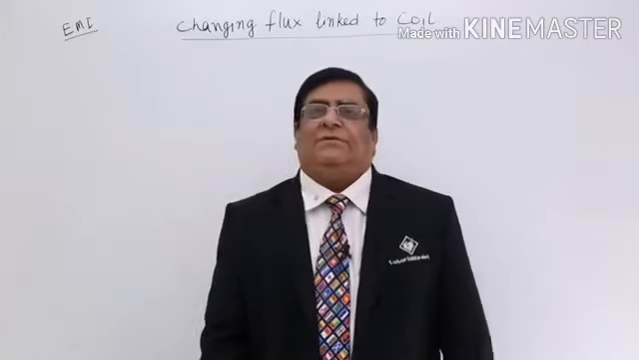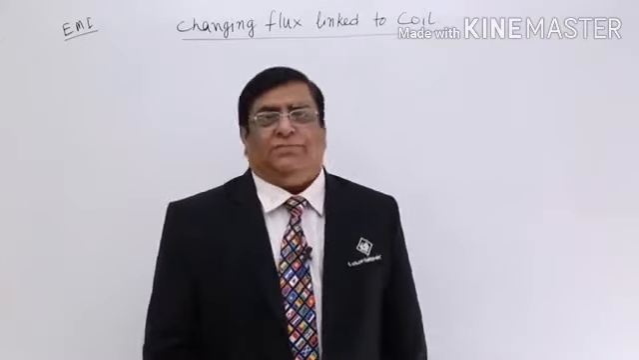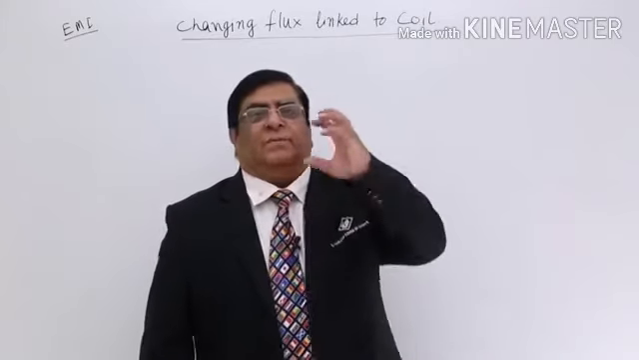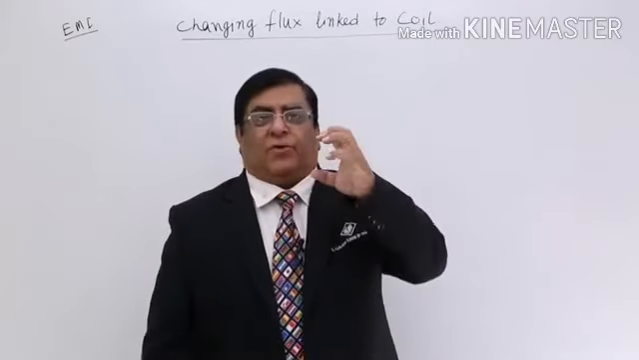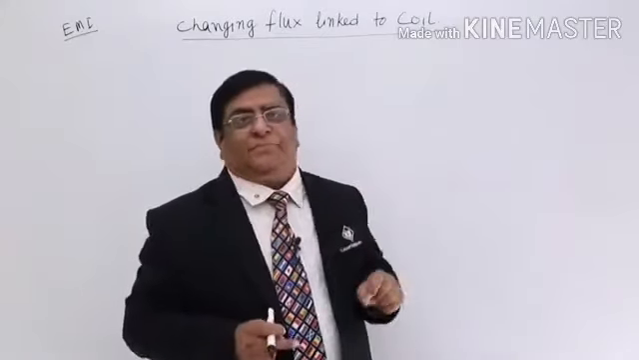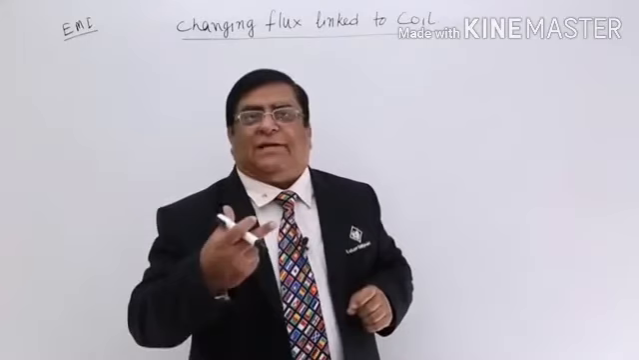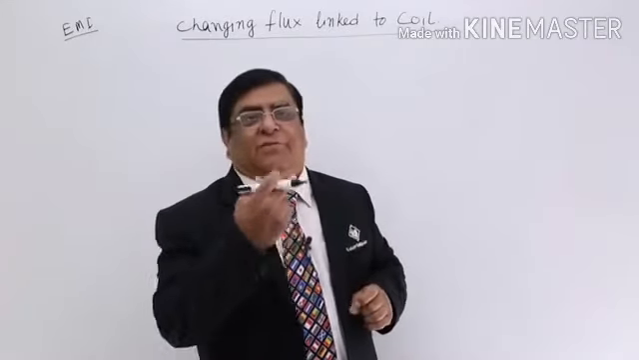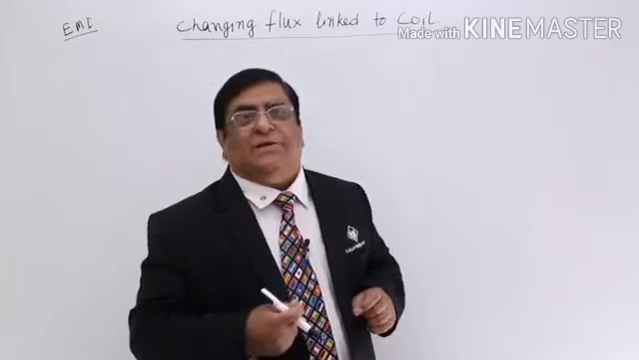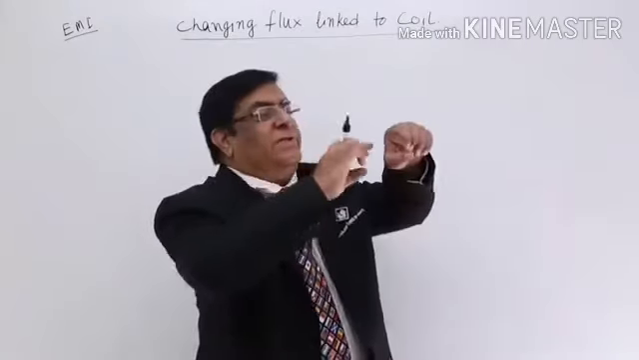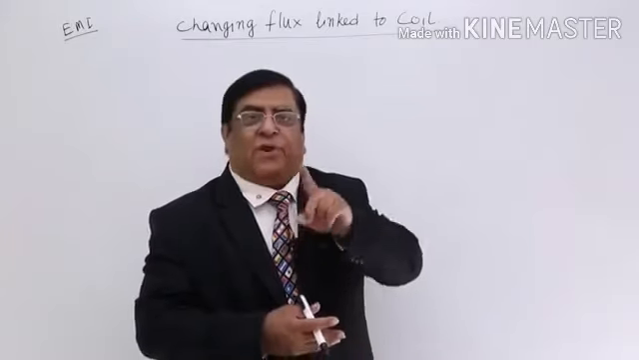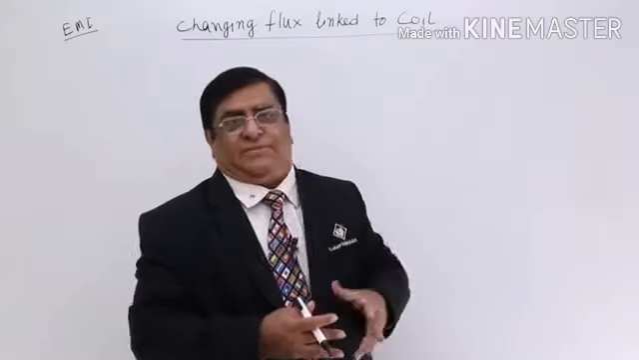We have seen that according to Faraday's law, if there is a change of flux with a magnet, flux linked with a coil, then the current starts flowing in the coil. We want EMF to be developed and current to flow. So what should we do? The answer is, we should make the arrangement so that the flux linked with the coil changes.